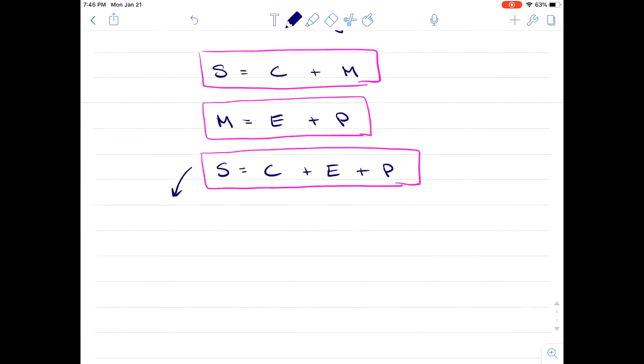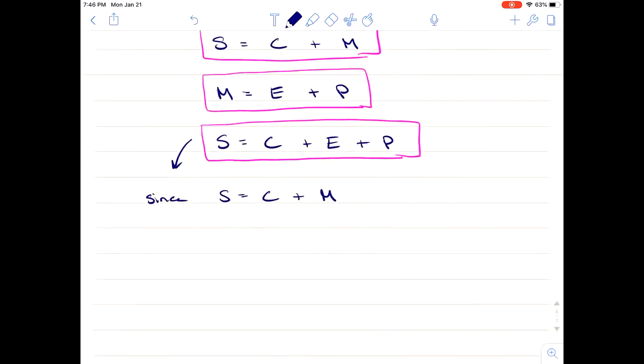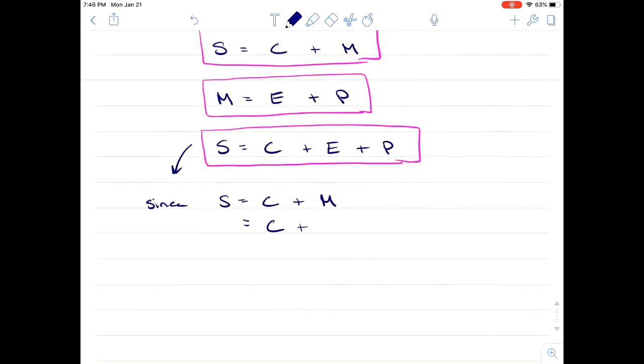Just make a note here. Since S is C plus M, we can write C plus, and then in brackets, E plus P, to denote that they came from M. But then because we're just adding, this becomes C plus E plus P. Just a combination of those formulas.